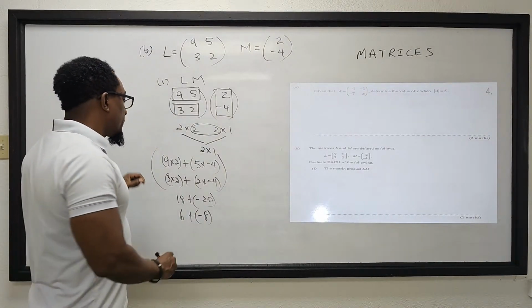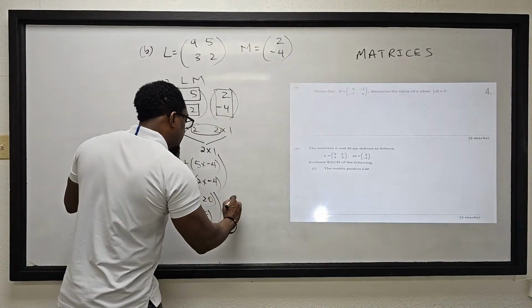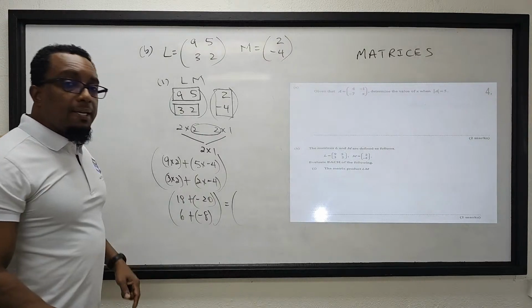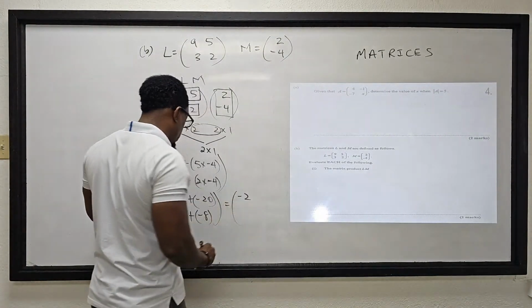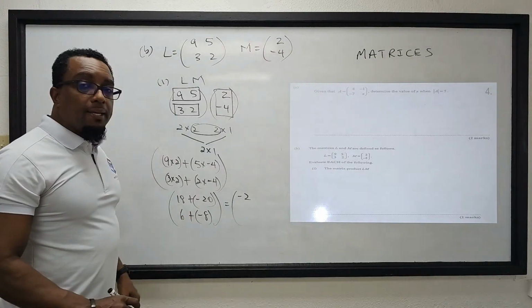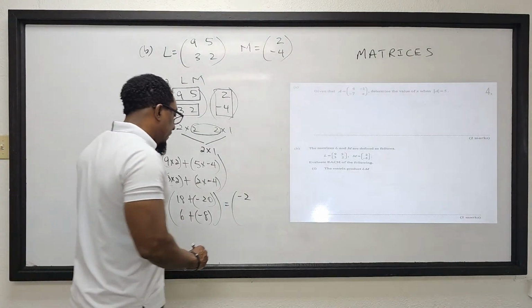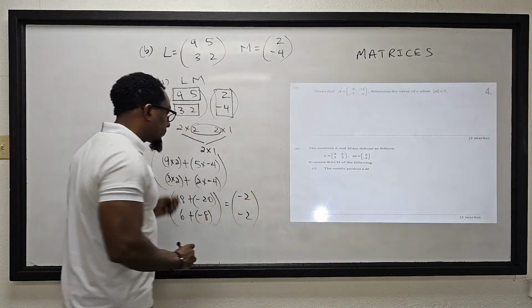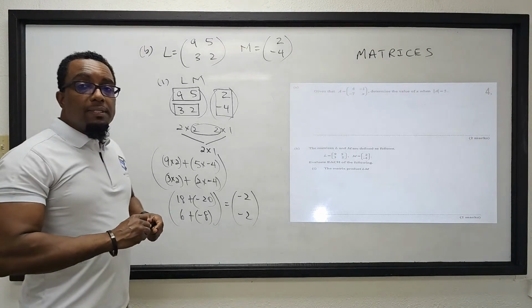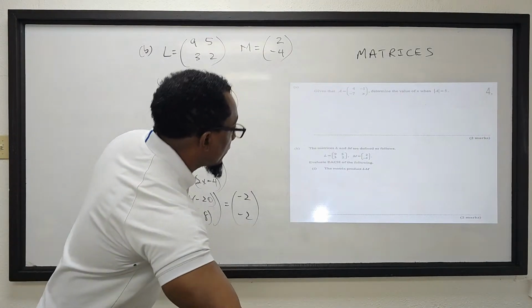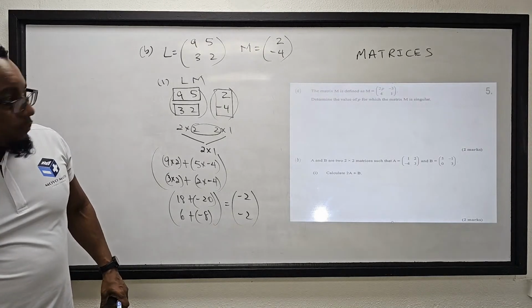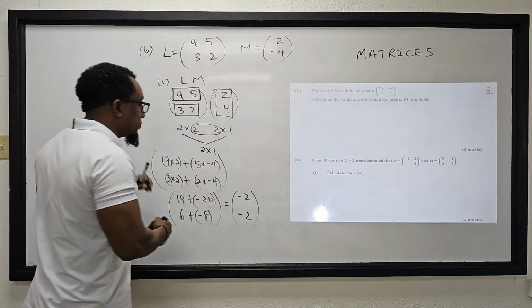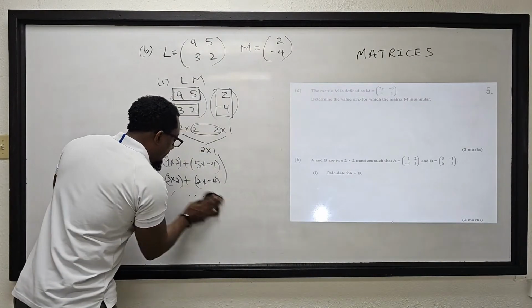When I simplify, I'm going to get here a plus by a minus is a minus, 18 subtract 20 will give me negative 2. A plus by a minus is a minus, 6 minus 8 is negative 2. That's the result when we multiply L by M. So that's that part. This was question 4, moving on to question 5.